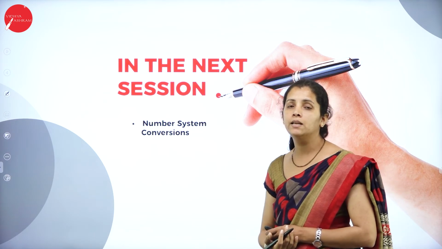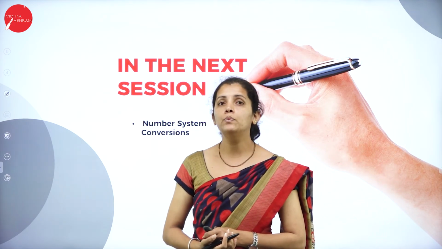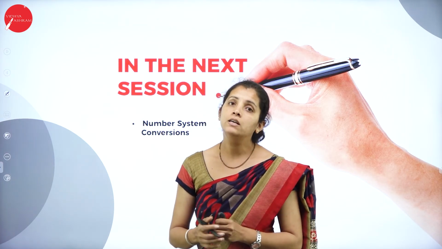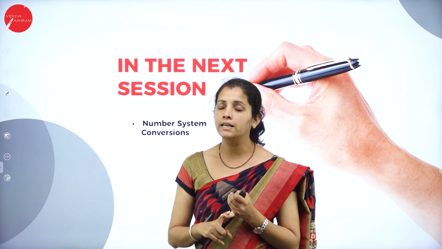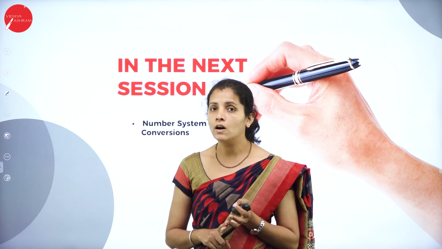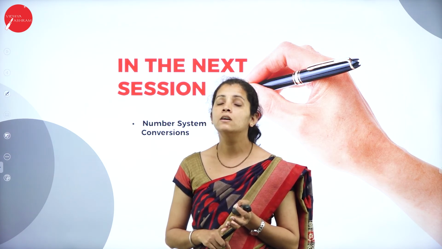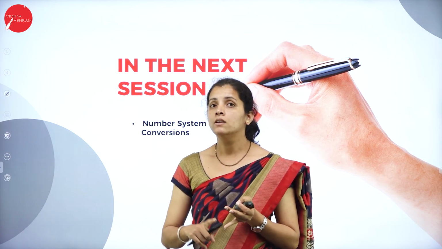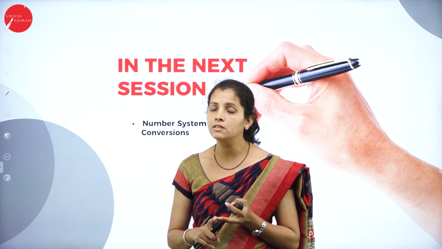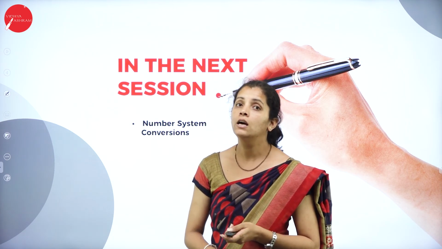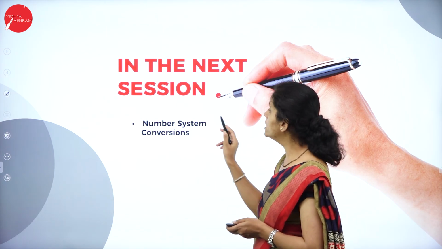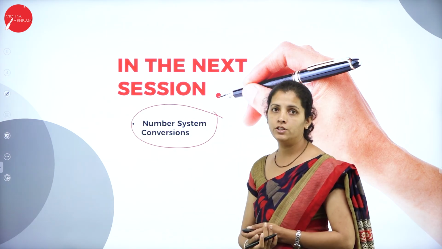Dear student, in my today's session, I started with what is a number system. Along with that, I have covered the two types of number system, that is positional and non-positional number systems. An example of a non-positional number system is Roman numbers, whereas positional number systems are the binary, hexadecimal, decimal and octal number systems. And dear student, in my next session, I am going to deal with number system conversion.